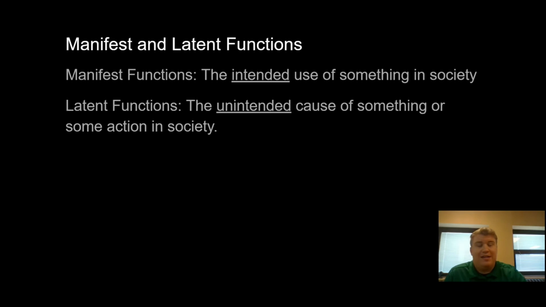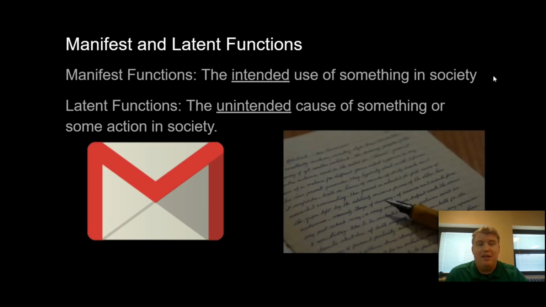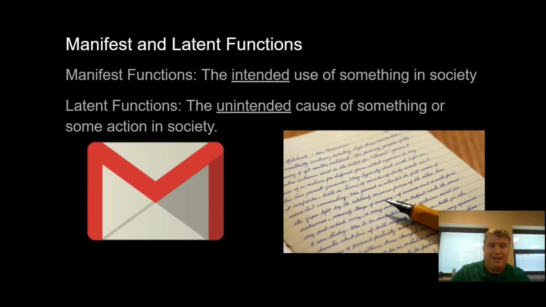All right, so an example that you can use is the idea of email. So the intended use of it is that we send emails quick and we can get messages back and forth. The unintended cause of that email, or the invention of email, is the fact that the postal service doesn't need as many workers because people aren't actually writing as many handwritten letters than in the past. So that's kind of a latent function there.